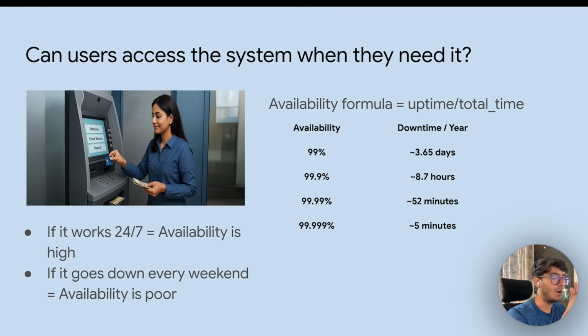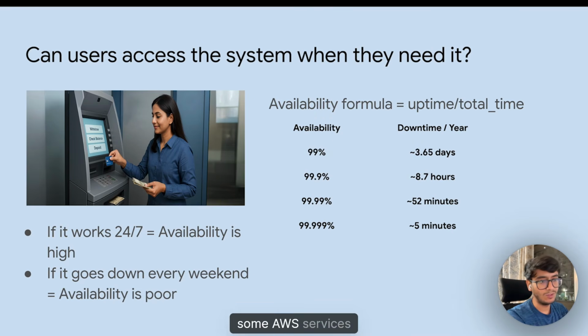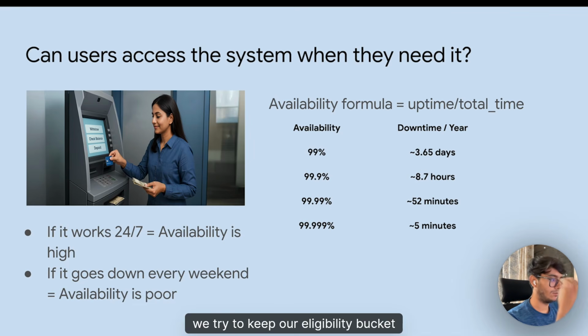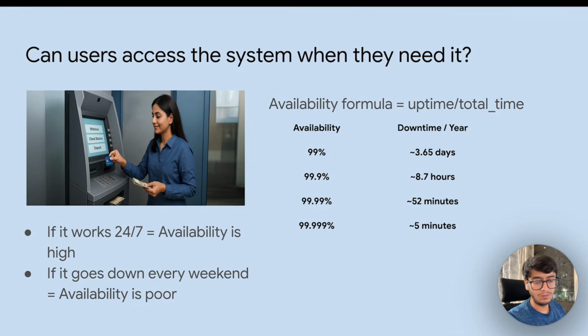You must have already heard that some AWS services go down. We had very recent news, right? Also, last year GCP was down for 2 to 3 hours. We try to keep our availability bucket, our SLO, to the point.